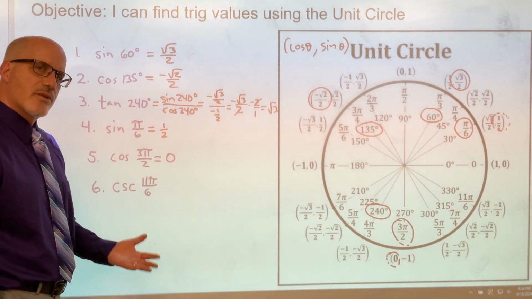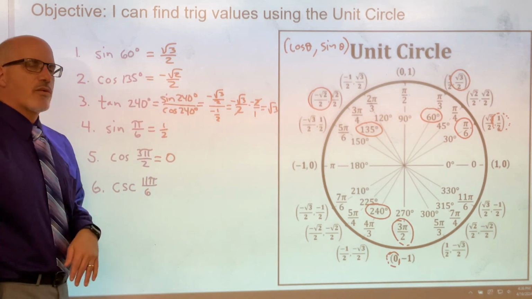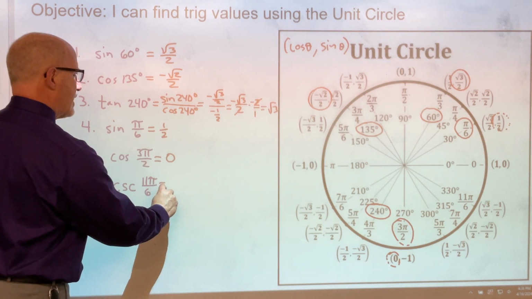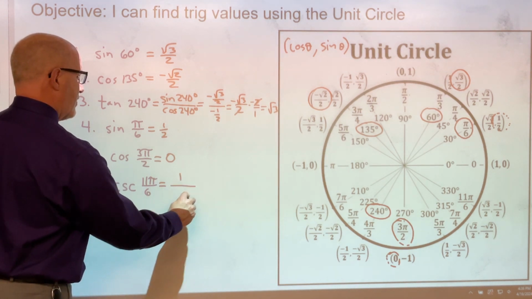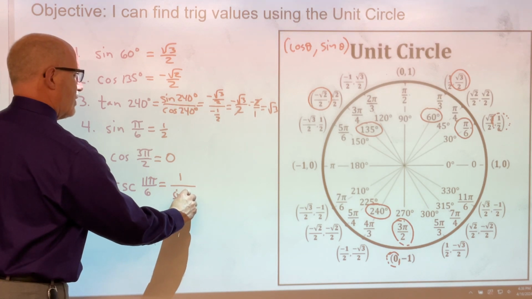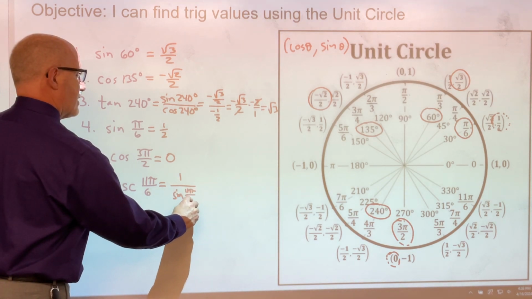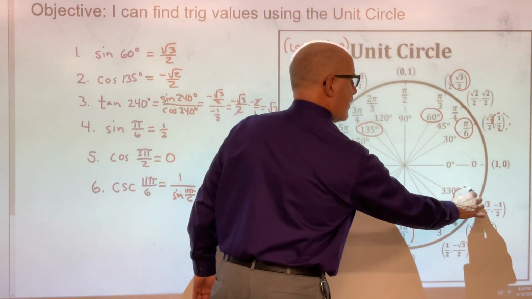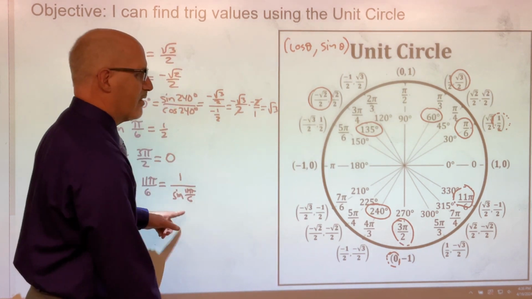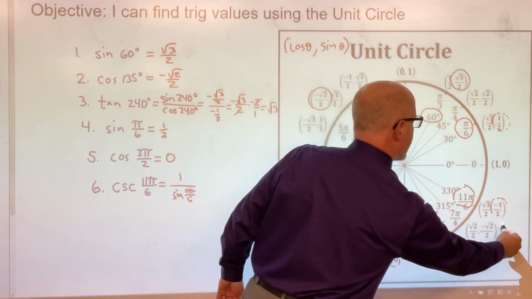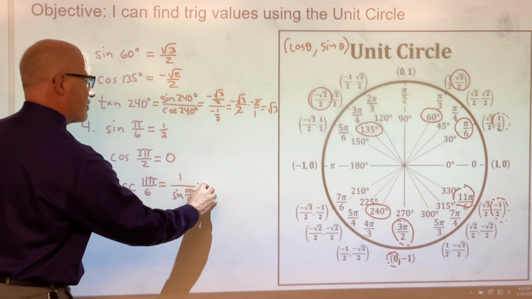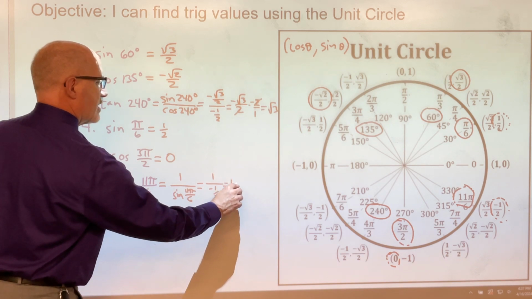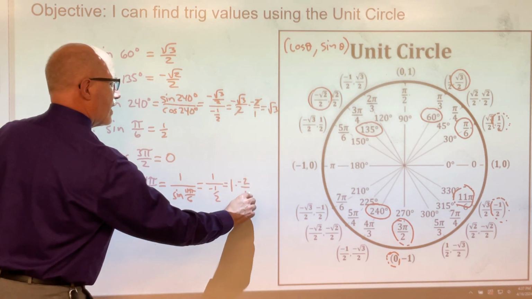And lastly, if we want to do cosecant, cosecant's not one of our ordered pairs, so we have to remember our reciprocal identities. Cosecant is the reciprocal of sine. So for 11 pi over 6, I go find that. 11 pi over 6 is right here. And then I take the sine of it, which is negative 1/2. And so I make this 1 over negative 1/2. Again, it's the reciprocal of the denominator, so I make it negative 2 over 1.